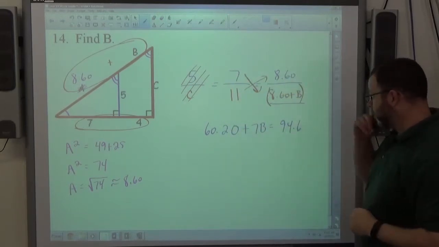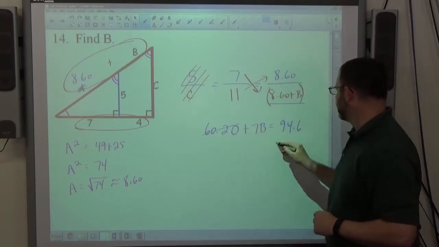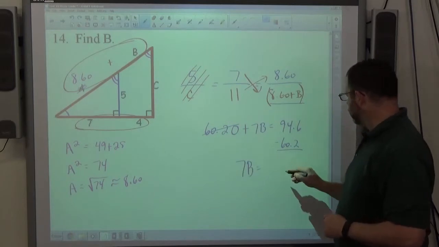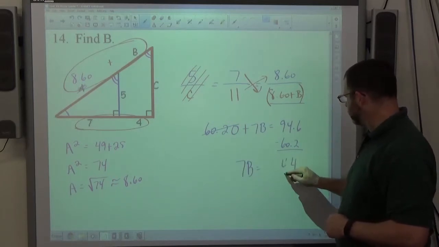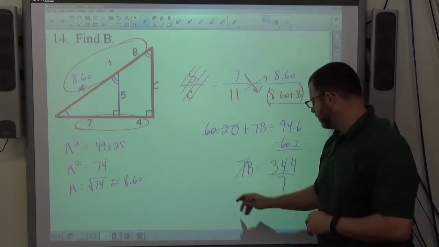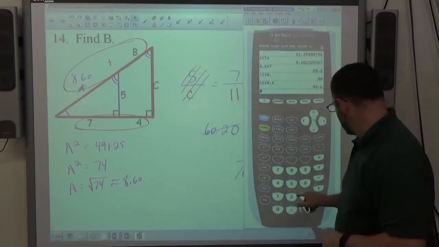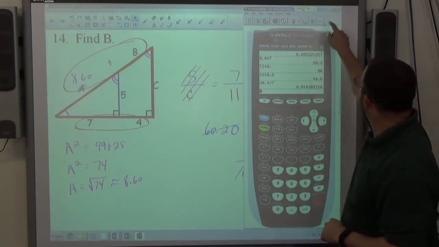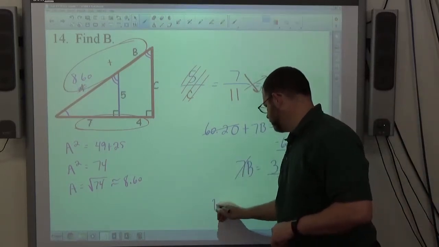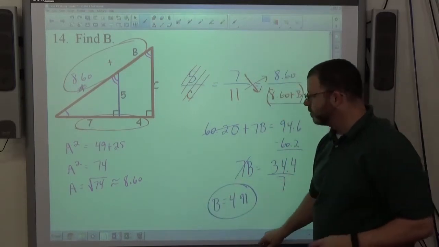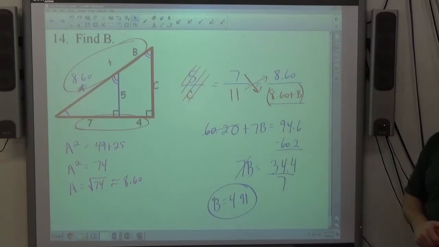Equal to each other. So to solve, I've got to move the 60.2 to this side. So 7b is equal to 34.4. Divide both sides by 7. 34.4 divided by 7 comes out to 4.91. Again, I'm not asking you to find C, so don't worry about it. But make sure the proportion's set up properly.